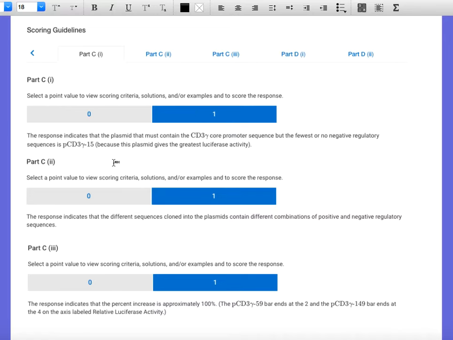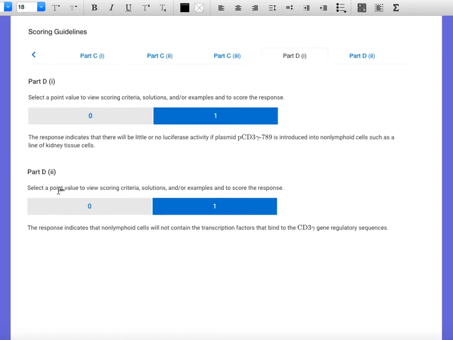Plasmid with no negative regulatory sequence, yep. Greatest luciferase activity in the 15 different combinations of positive and negative regulatory sequences, and 100%. So then here, no luciferase activity, because it won't contain the transcription factors, the activators specifically that are going to bind to these regulatory sequences. When we talked about enhancers, these are the kind of things we're talking about here.